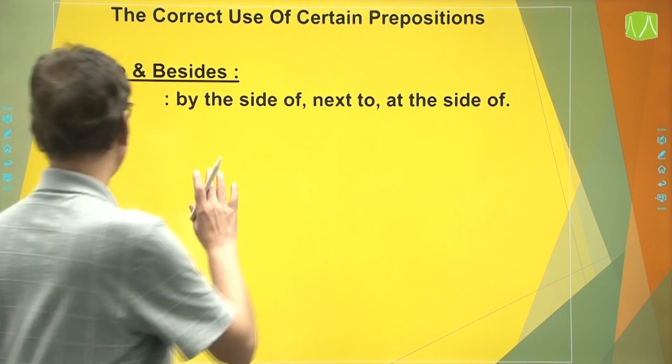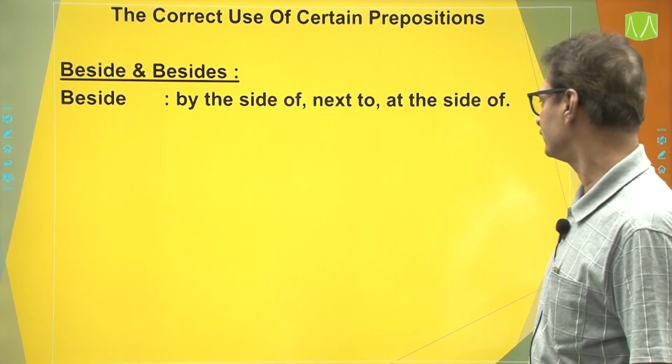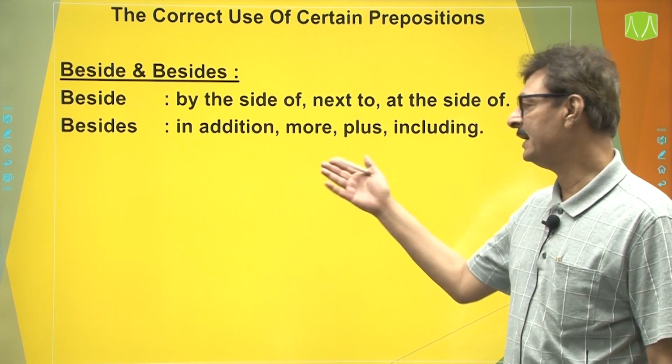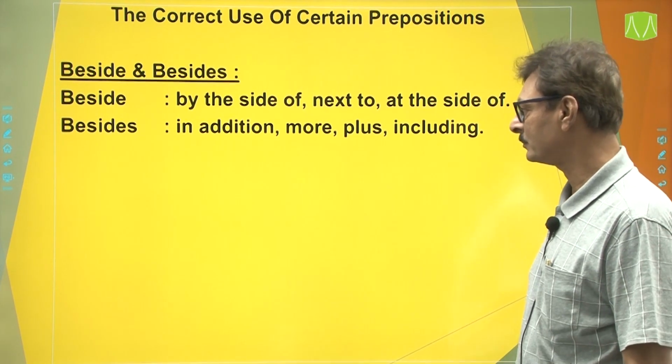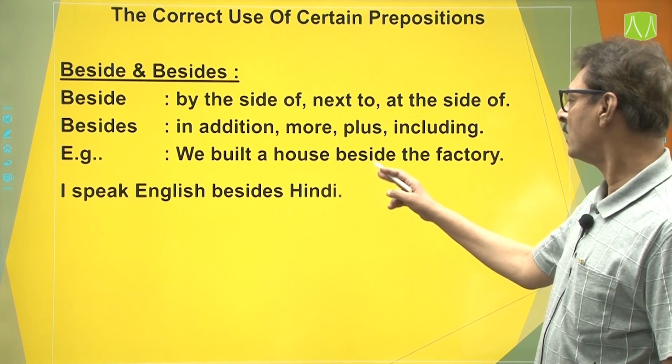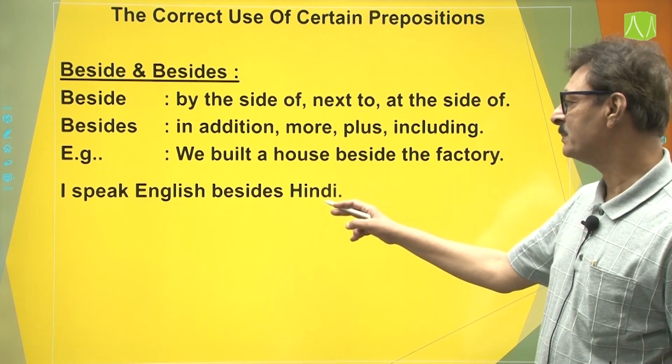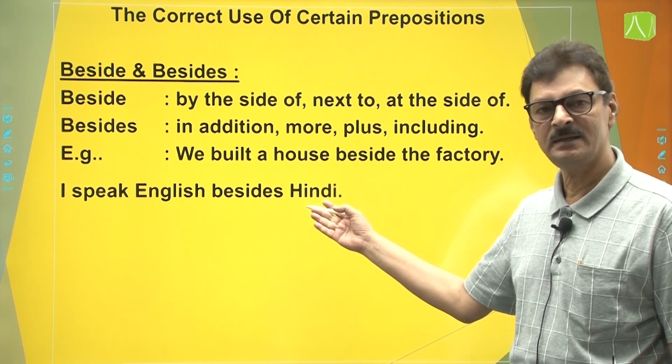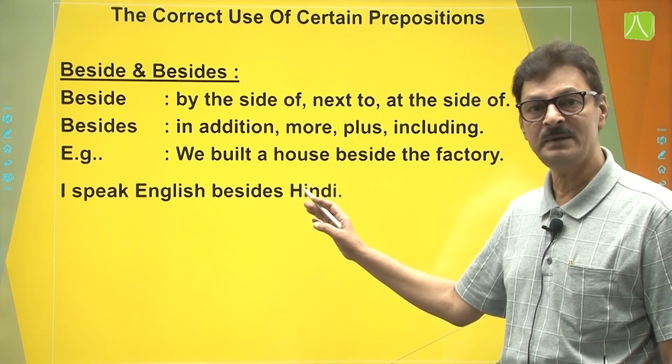Beside and besides, very quickly. Beside is by the side of, and besides is in addition to. We built a house beside the factory. I speak English besides Hindi. मुझे अंग्रेजी के अलावा हिंदी भी आती है.